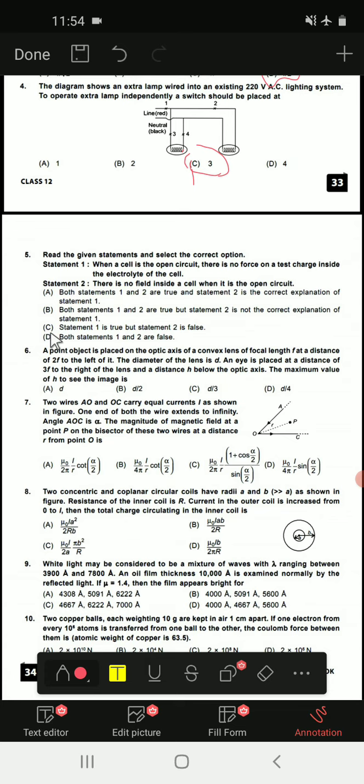The correct answer is option C, in which statement 1 is true, but statement 2 is false.